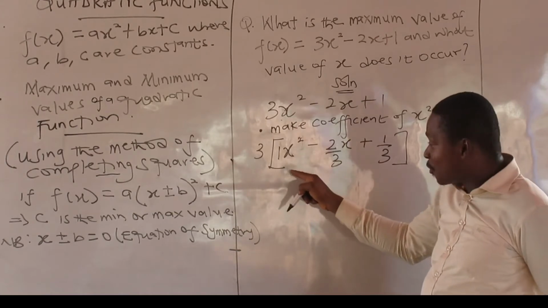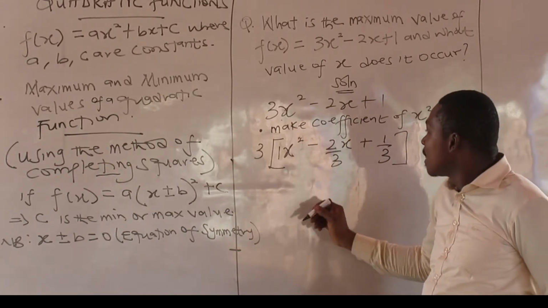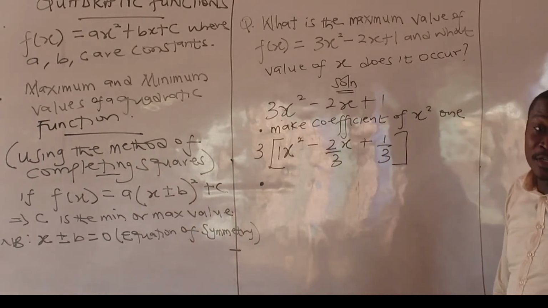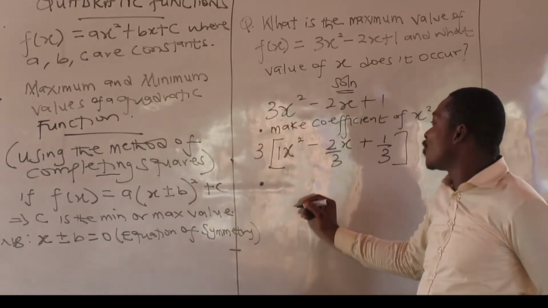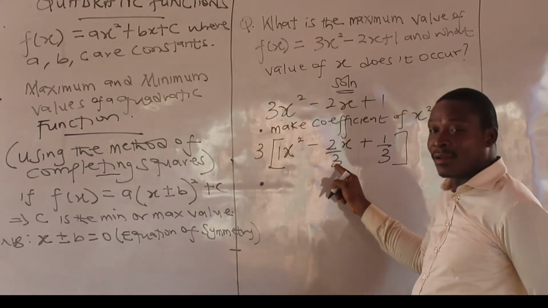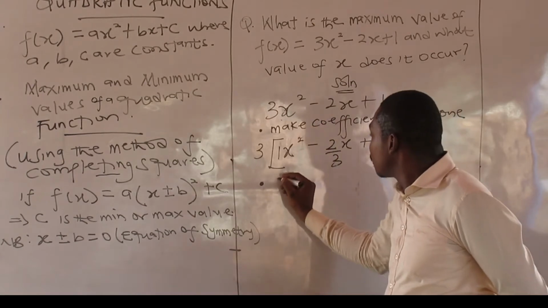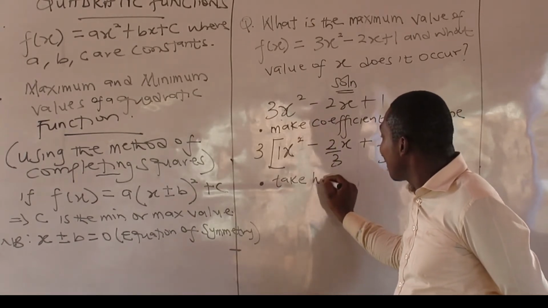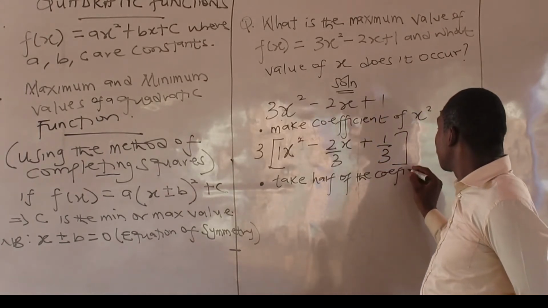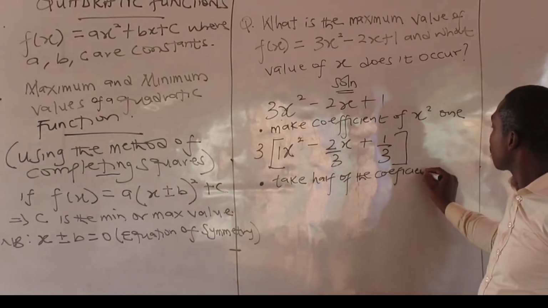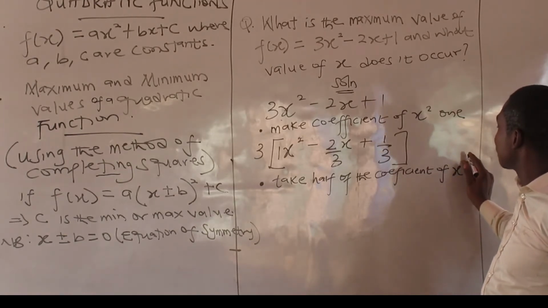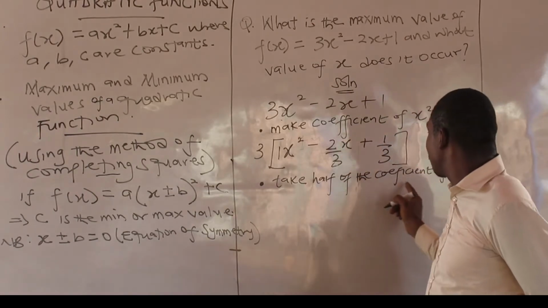You see? Good. So that is it. I get 1 x squared. Now the next. So these are the points to guide you when you are using the complete squares method, right? Next, what you do is that this is the coefficient of x, negative 2 over 3. Good. Now, take half of the coefficient of x.